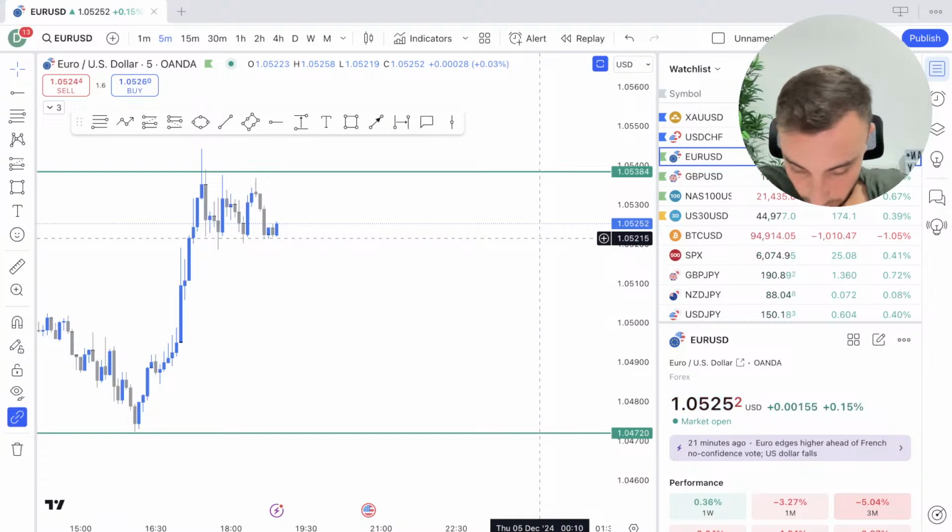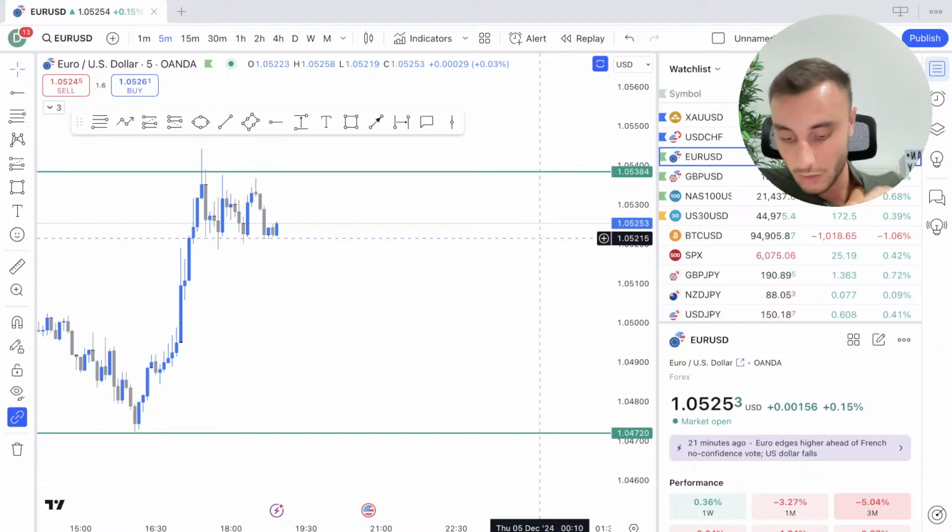Okay, so for a market structure shift, do you look for a candle close past the previous low wick? No, I just look for the wick to be lower. If I see a wick lower than the previous lower high, I consider that to be a market structure shift.